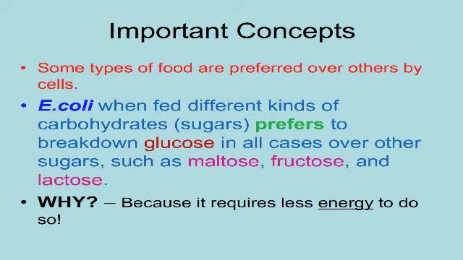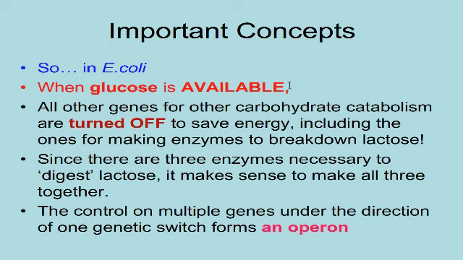This research indicates that in all cases, glucose is the preferred source of sugar that the bacteria will break down for energy reasons. The reason glucose is chosen amongst all the other carbohydrates for energy purposes is because it requires the least amount of energy to break down the glucose and extract that energy from those covalent bonds. Thus, when glucose is available, the genes encoding all the other enzymes necessary to break down those particular sugars are turned off to save energy. These events include the enzymes necessary for the catabolic breakdown of lactose into energy.